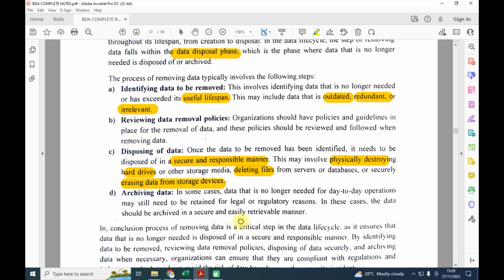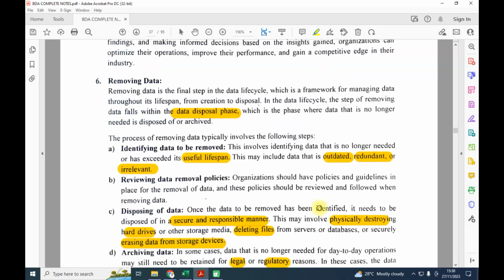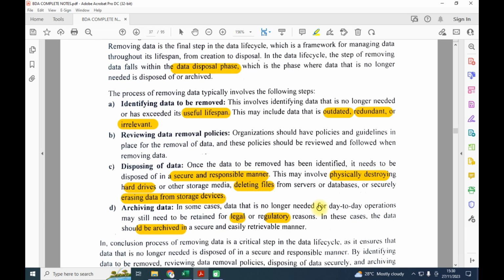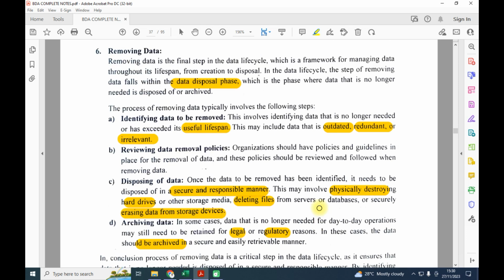Then the opposite of disposing, we can decide to archive our data. If we need the data after some time, then you can archive. In some cases, data that is no longer needed for day-to-day operations may still need to be retained for legal or regulatory reasons. In this case, the data should be archived in a secure and easily retrievable manner. You can secure and archive our data so that you can easily retrieve that particular data. So that's the process of removing the data from our system.